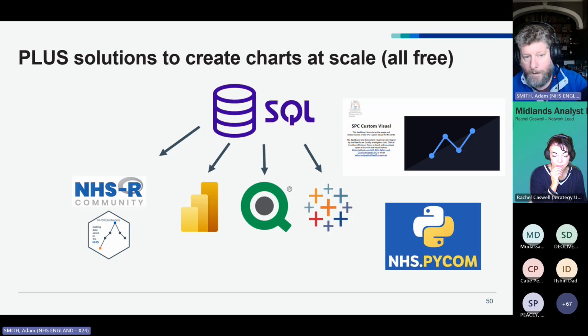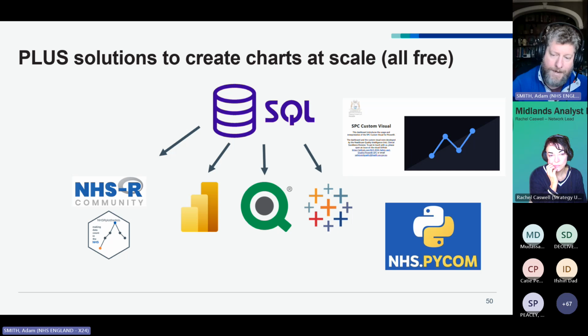So it might be Power BI. We've got a click way of doing it. We've got an extension, and it can work in Tableau as well. Should say on the Power BI that Western Australia, who we've been working quite closely with, have released a free custom visual. I don't know loads about Power BI, but apparently you can go into the Microsoft Store, download it into your Power BI, and drag and drop SPC charts in.